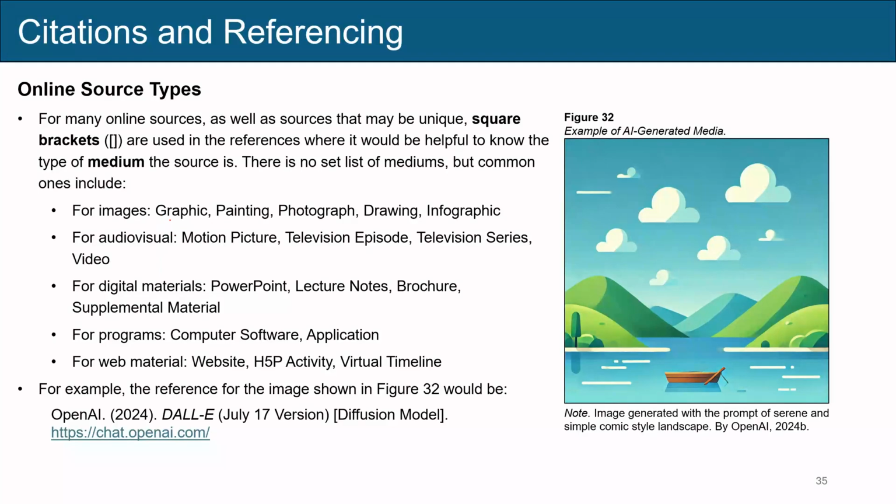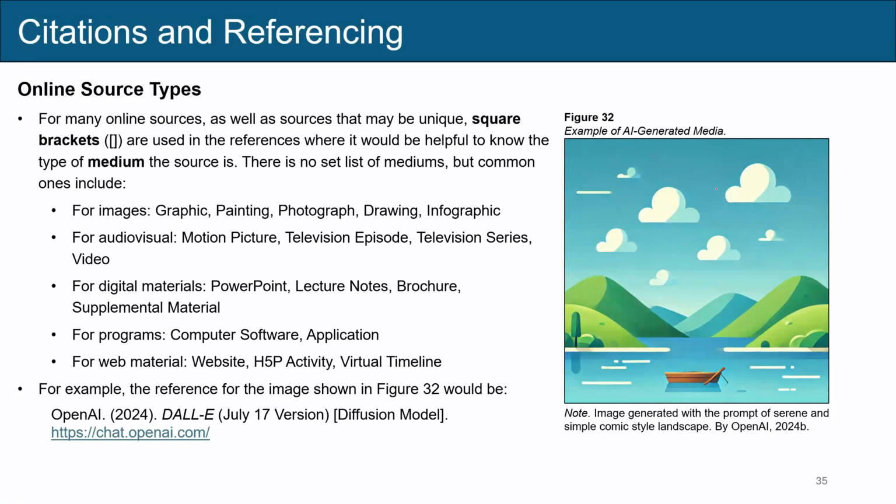So if you're using any sort of image, you might want to indicate what type of image it is: a graphic, a painting, a photograph, a drawing, an infographic. If you are doing a source that's in video form, besides video, you might have a motion picture. I'm not sure why we don't use movie, but that's what I tend to see. If it's a television episode, or maybe you're talking about a whole television series. For digital materials, you might have lecture notes, you might have a PowerPoint, it might be a brochure, it might just be class material. If it's a program, indicating that, or some sort of web material.